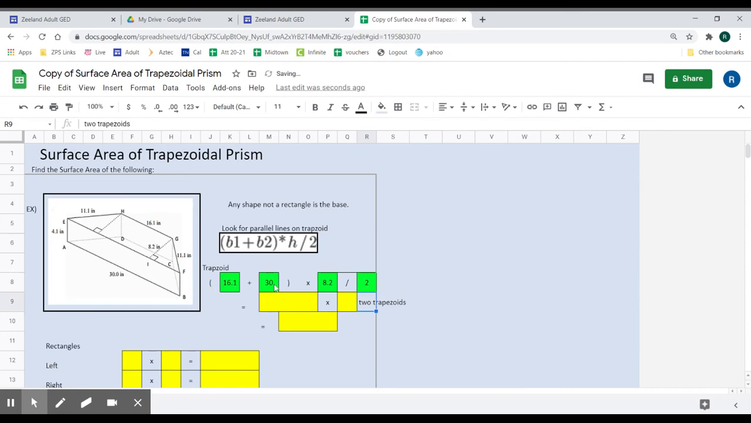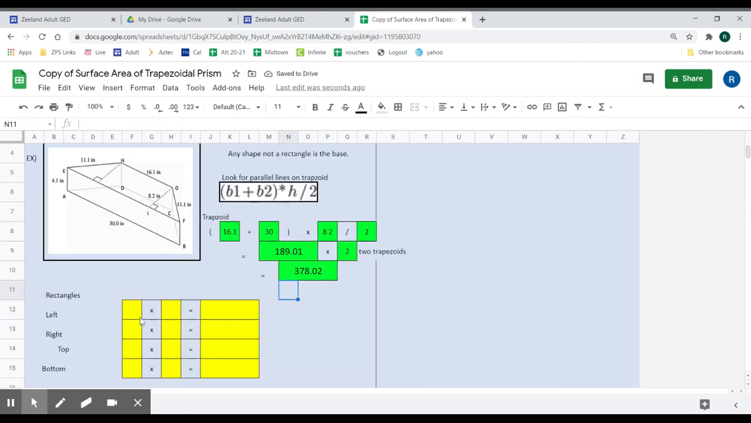So multiplying that out and then dividing by 2, you end up with 189.01. And then you have two trapezoids, one on the top, one on the bottom, so times 2. And when you times it by 2, you end up with 378.02.